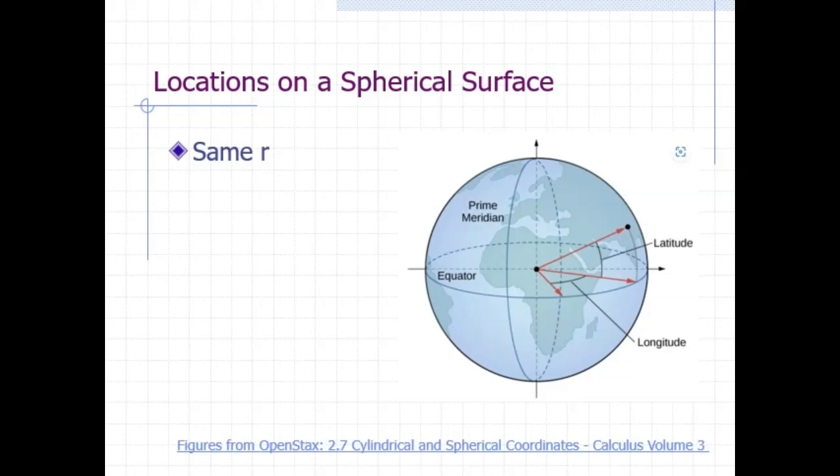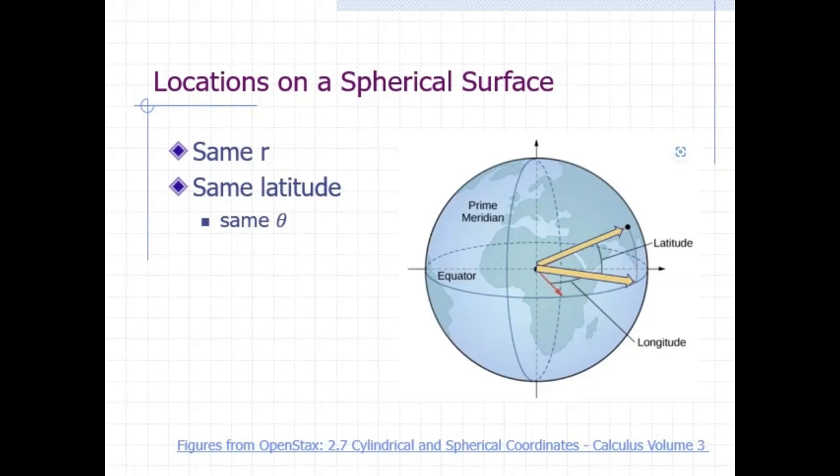The latitude at a given location is the angle between the line from the center to that location, and the line from the center to any location on the equator. Therefore, all locations with the same latitude will have the same theta. The only difference between latitude and theta is that latitude is the angle relative to the equator, while theta is the angle relative to the North Pole.